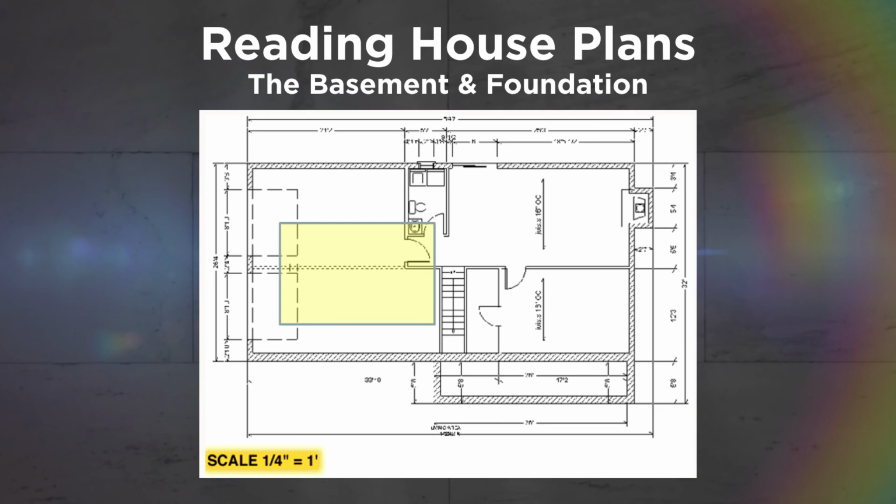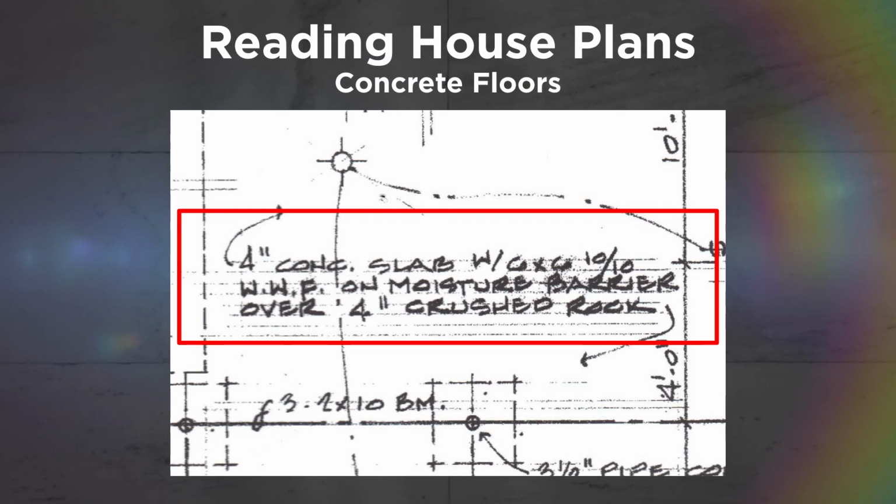Let's take a look at what the floor will be for the basement. It's noted in that yellow portion and says, the floor will be a 4-inch concrete slab with 6x6 reinforced wire with a plastic moisture barrier. This will be poured on top of a 4-inch layer of crushed rock.